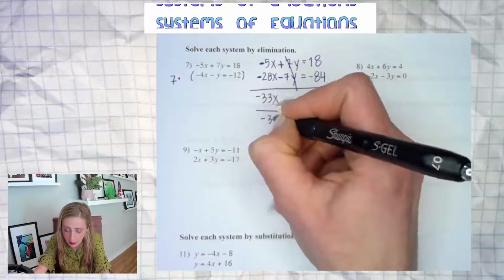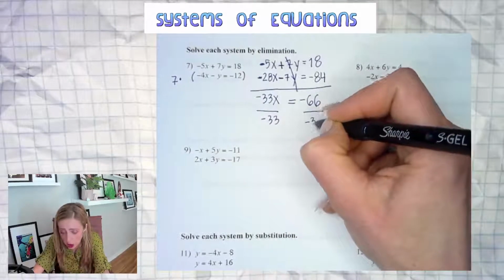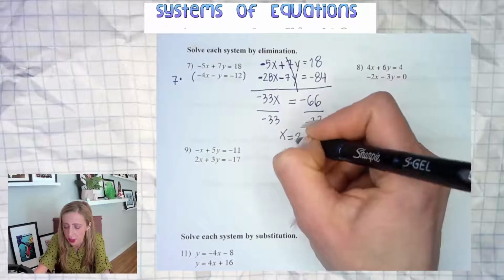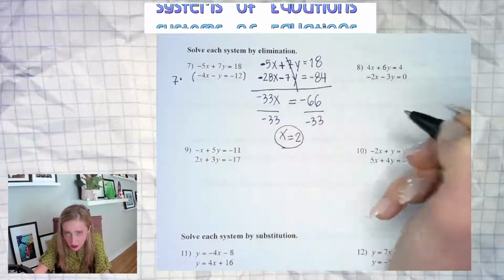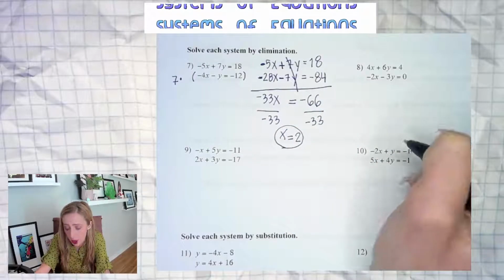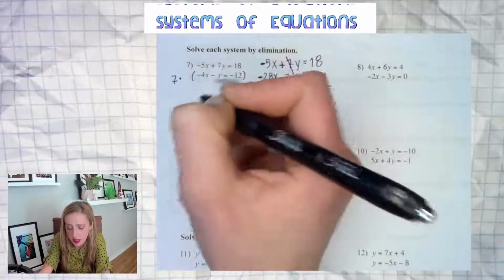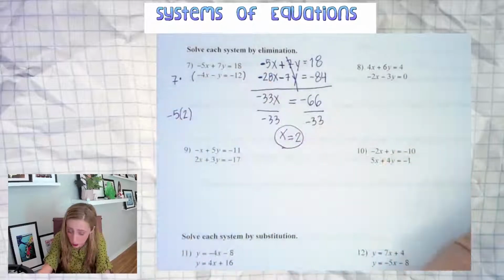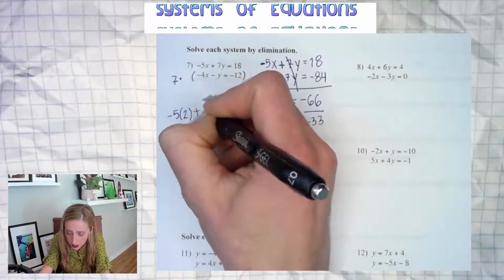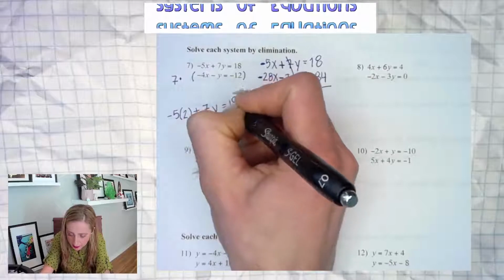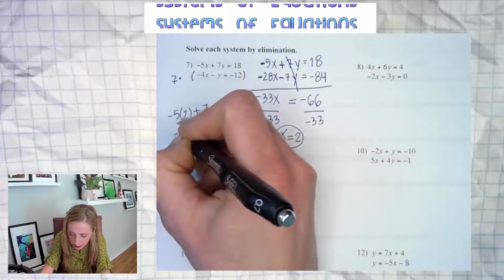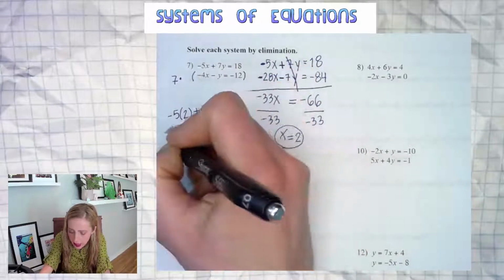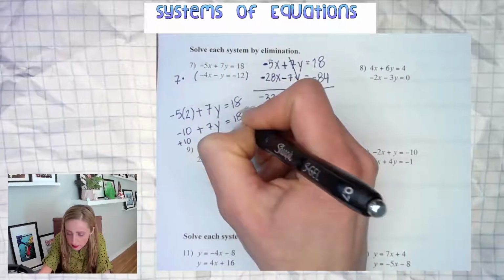Keep going to solve for x. I'm going to divide by -33. This is just basic equation solving from Algebra 1. And I'm going to get x equals +2. That's just the x value of where your points intersect. To get the y value, you take your x and fill it in. So you'll get -5 times, I'm going to fill it into either equation, whatever one you want. I'm going to do the top one. -5x plus 7y is 18. -5 times 2 is -10. Plus 7y is 18. I'm going to add 10 to both sides.